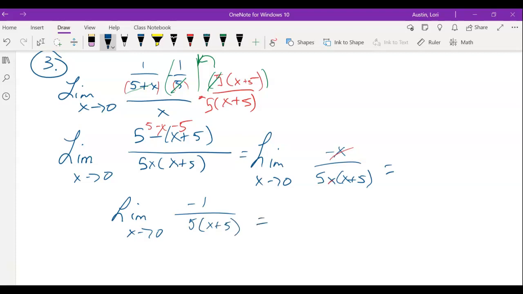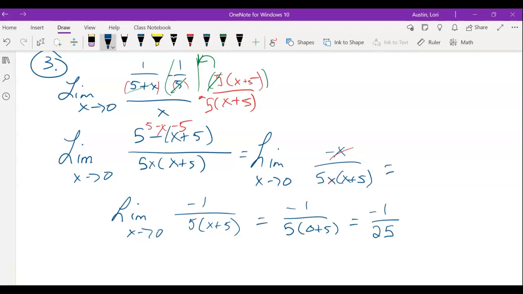Now that I have this simplified version of my complex fraction, go ahead and plug it in. And then what's the answer? Negative 1 over 25.